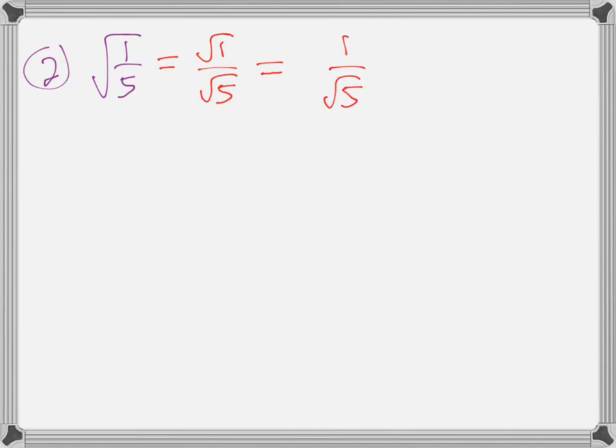What times itself is 1? 1 times itself is 1. The square root of 1 is just 1. Now, we can't square root the bottom. I mean, it would be some ugly decimal, right? Square root of 5 we can't do. So we leave the root on the bottom.